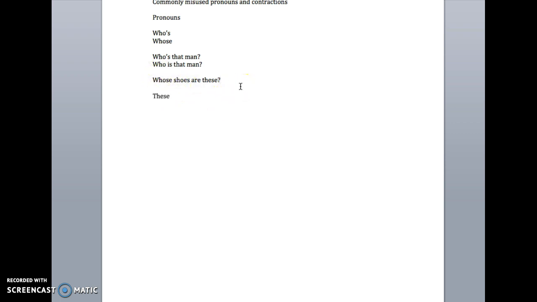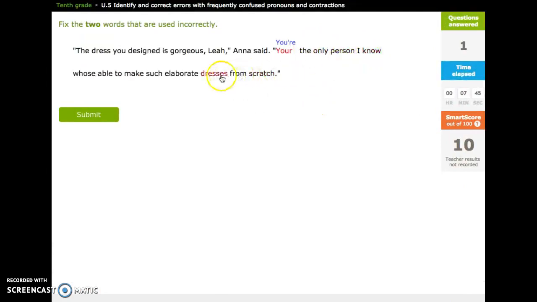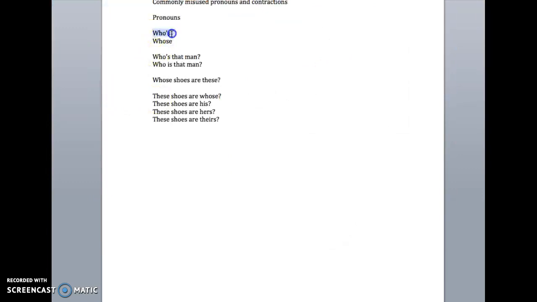Maybe another way to think about this is this sentence: these shoes are whose? Or, let's do some other examples. These shoes are his. These shoes are hers. These shoes are theirs. All of these possessives don't have an apostrophe, right? And "whose" wouldn't either. All right. You're the only person I know who's able. Let's just try to say "who is able," right? And so if we're using "who is," as in "who is that man," we're going to use a contraction.